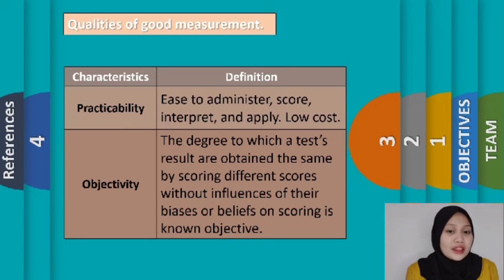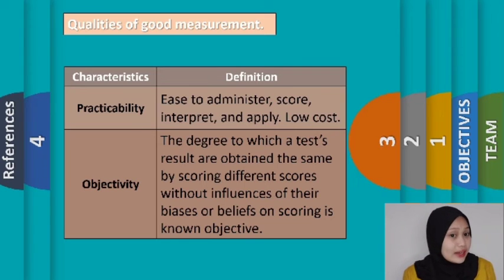Okay, so that is all the qualities of a good measurement. So before I end my discussion, let's have a recap, okay? As I've said, there are 5 qualities of a good measurement, and these are the validity, reliability, measurability, practicability, and objectivity.